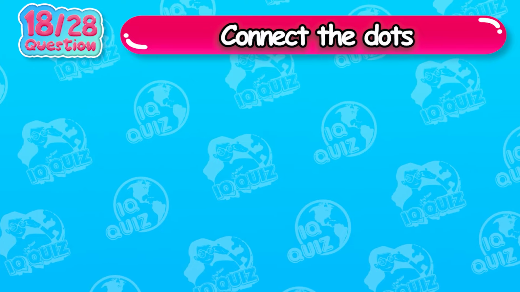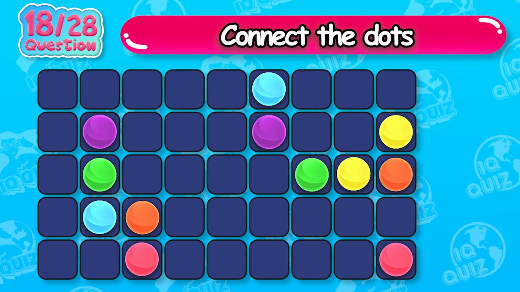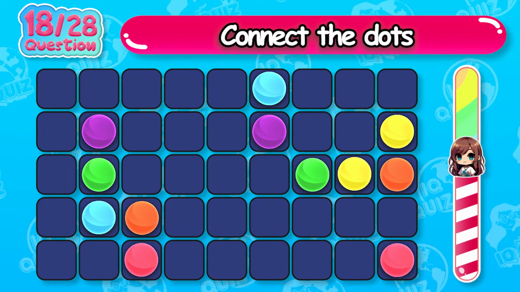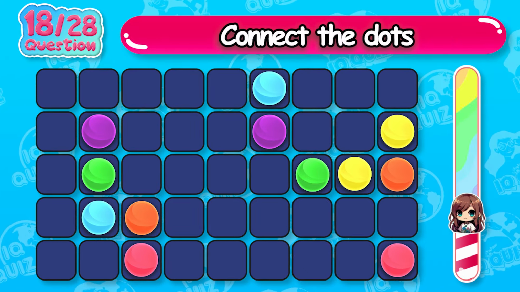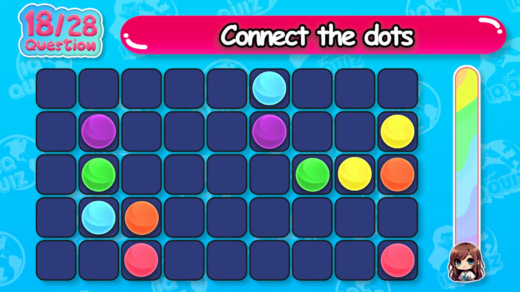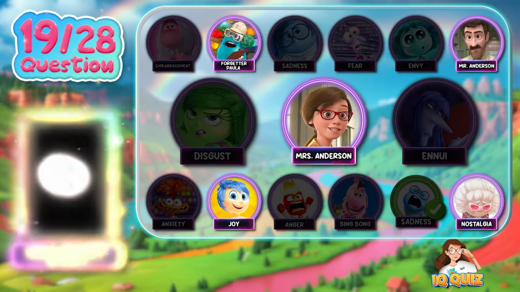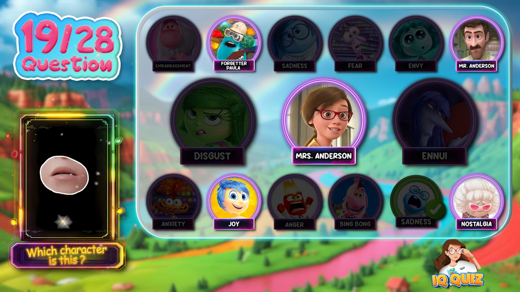Round 18. Match the dot color. All we have to do is connect the same color dot together. Let's go for it. Time's up. Did you match them? Round 19. Do you remember this guy?